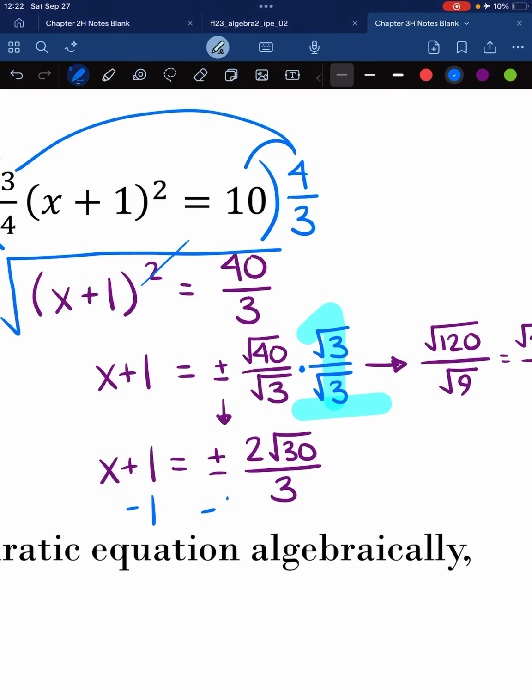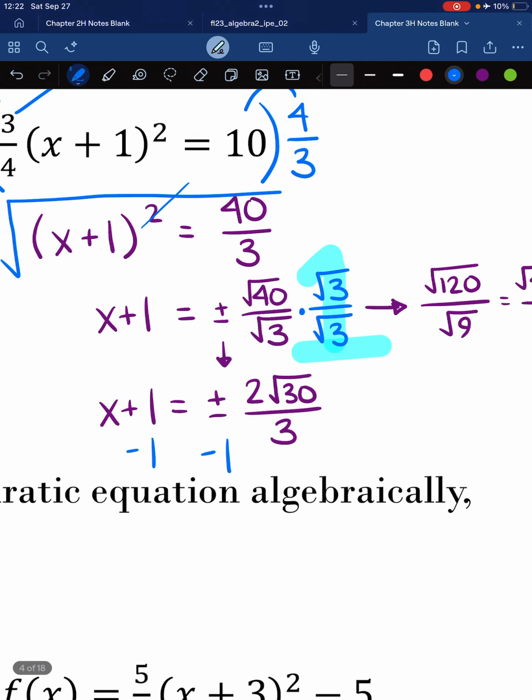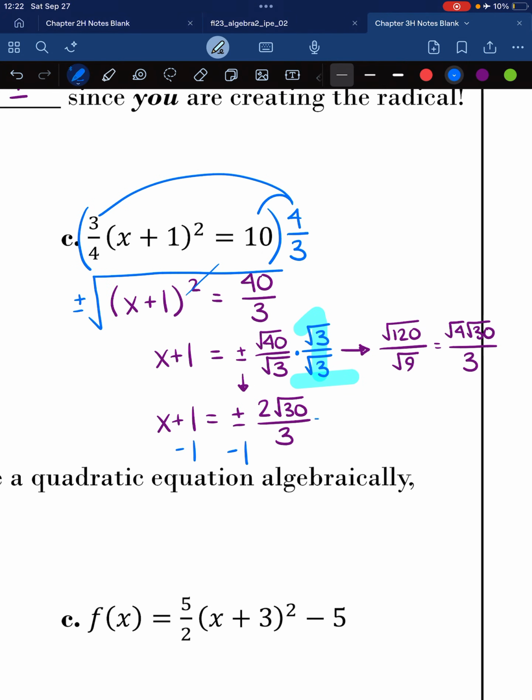Okay, and then I can subtract 1 from both sides, and it's just a good habit to get in. You can put a minus 1 over out to the right, but typically when we have the plus or minus, we're going to format our answer as x equals negative 1 plus or minus 2 root 30 over 3. And that's kind of the most standard way to write that. And there are other equivalent ways to write this, but I'm fine with this for now.